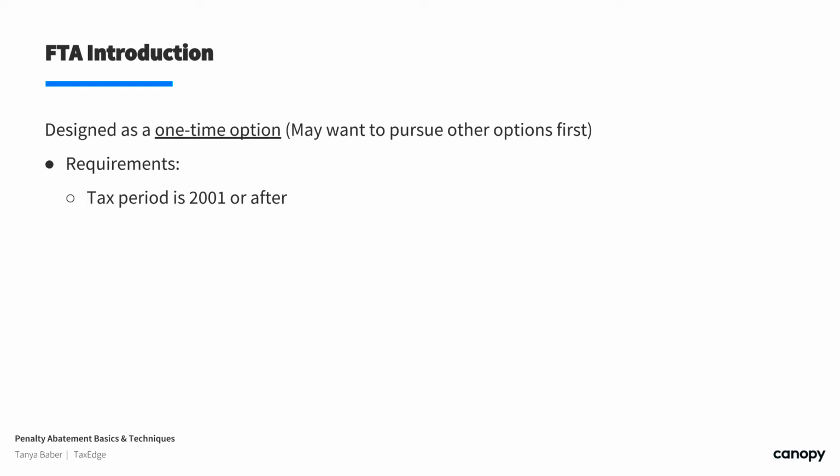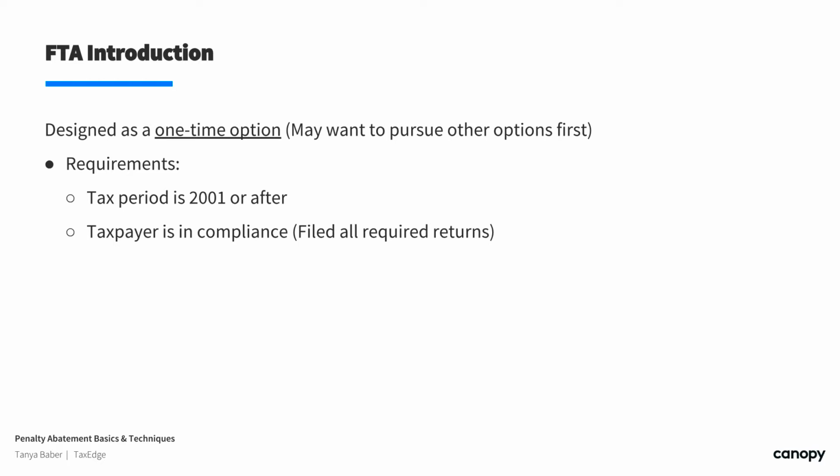So what are the requirements? The tax period has to be after the year 2001, so January 1st, 2001 or after. So that's one of the first requirements. We can't get this FTA, this penalty abatement, for anything prior to 2001 anymore. They have to be in compliance, so that means they filed all the required returns. They don't have any missing returns at this moment. And if they owe money, they have to have an arranged payment.